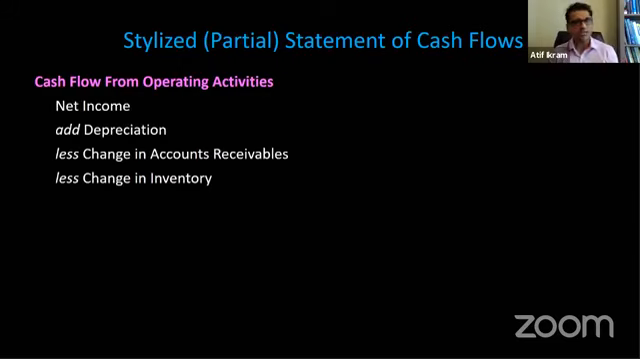For that very reason, perhaps what you should look at is something like the statement of cash flows. Due to the shortage of time, I don't want to go into too much detail, but the statement of cash flows does exactly this. It says, let's not focus on profitability, let's focus on cash flows. Cash flows can be categorized into three broad categories. So cash flow from operating activities. Notice how this is structured. It starts with net income.